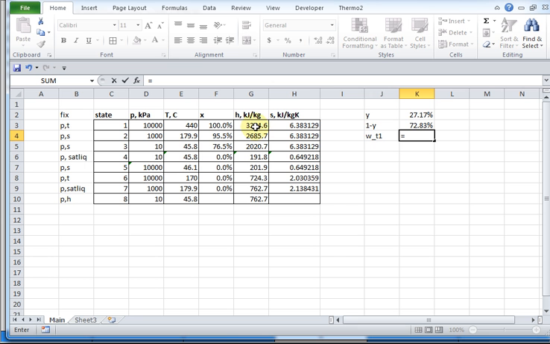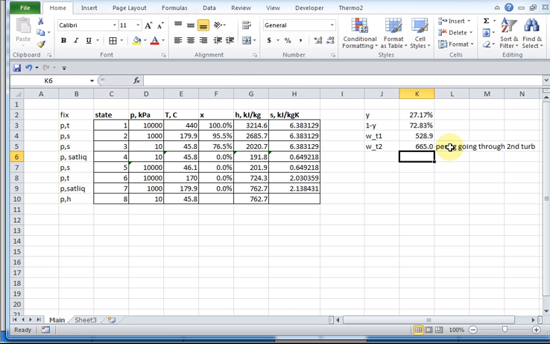Was that H1 minus H2? All right. What about the work out of the second turbine stage? Is that H2 minus H3? Now, this one I'm going to put a little note. This is per kilogram going through the second stage, second turbine.